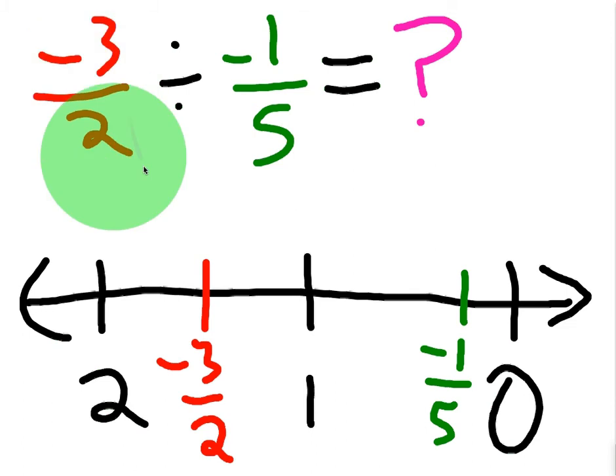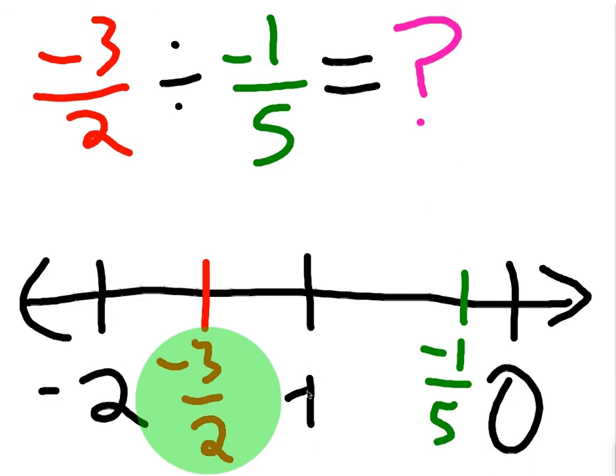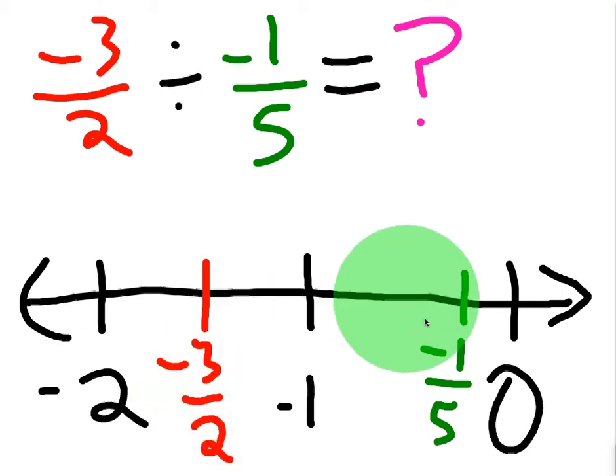Let's look at another one. If we have -3/2 divided by -1/5, how many times does that fit into it? In other words, what's the quotient? Well, again, when we draw this on the number line, and I forgot to put my negative signs here, give me 1 second. This should be -2 and this should be -1. Whoops. Try that again. Okay. So how many times does -1/5 fit into -3/2?